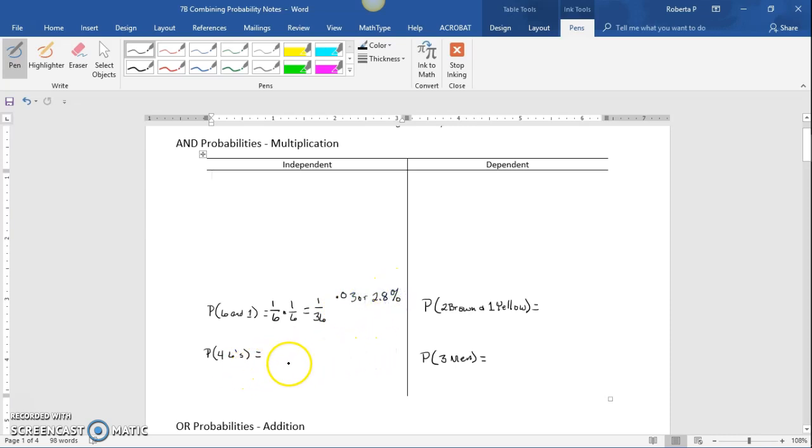And then 4 6s. It doesn't matter if we have 1 die and roll it 4 times, or if we have 4 individual dice. So we get 1 out of 6 times 1 out of 6, times 1 out of 6, times 1 out of 6, which is 1 out of 1296. This is also 0.08%.